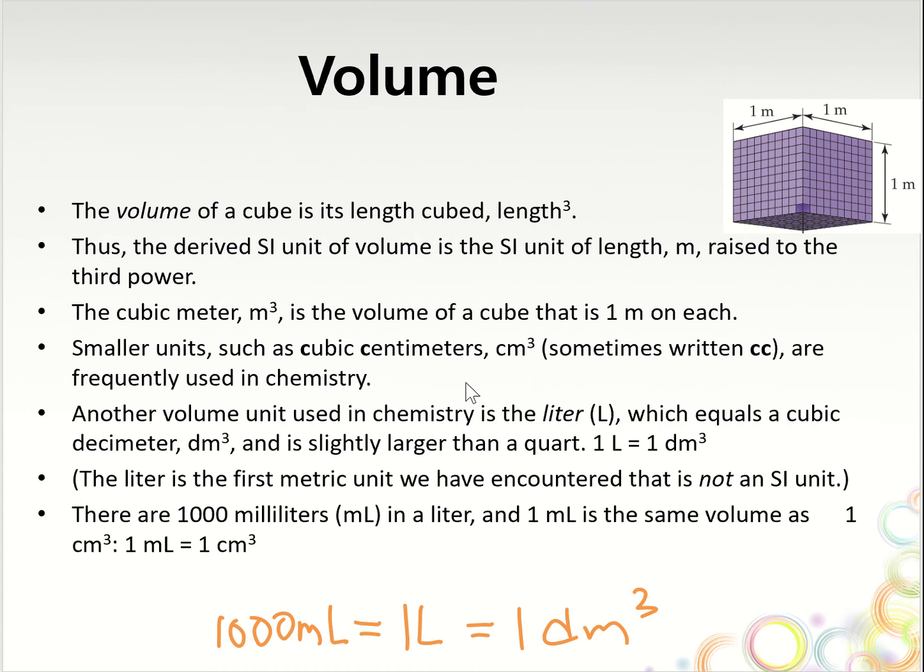A cc is equal to cubic centimeters, and we might see it written like this or this, and that is also equal to 1 mL, right? So we could see cc, cm cubed, or mL. They're all equal. Another thing that's equal is 1000 mL, which is equal to 1 liter, which is equal to 1 dm cubed. So we need to remember these conversions.